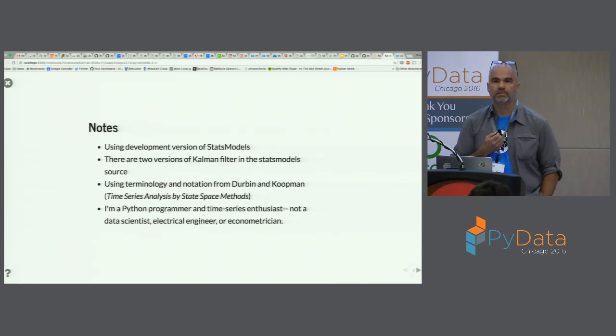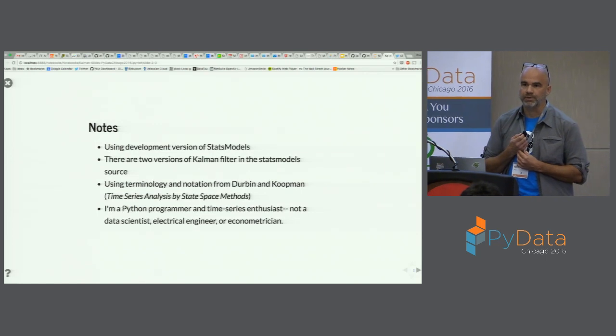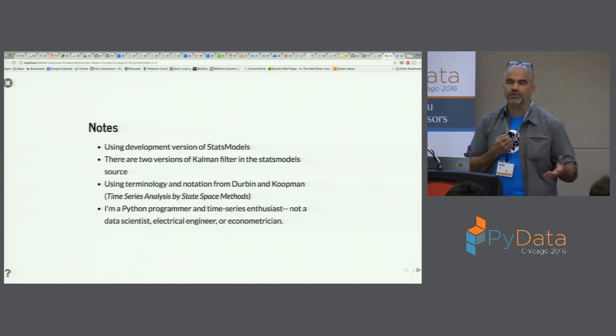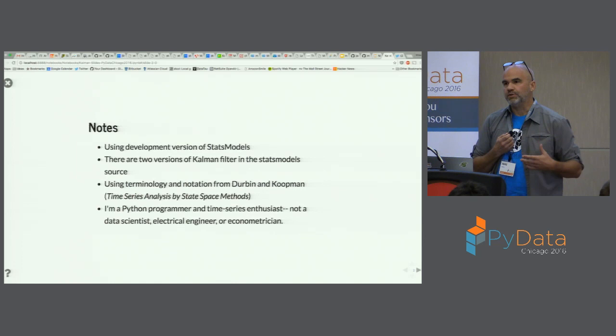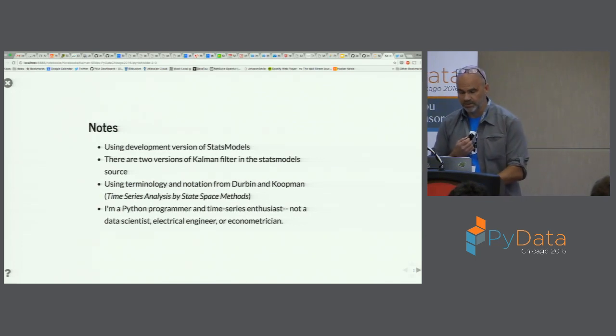Also, I'm using the terminology for Kalman filters that's from a book by Durbin and Koopman called Time Series Analysis by State Space Methods. There's a lot of information on these out there, and it's used in a lot of different domains, so you'll see different variables in equations, different terminologies, different ways of explaining how this thing works. This is kind of the econometric view of the world.